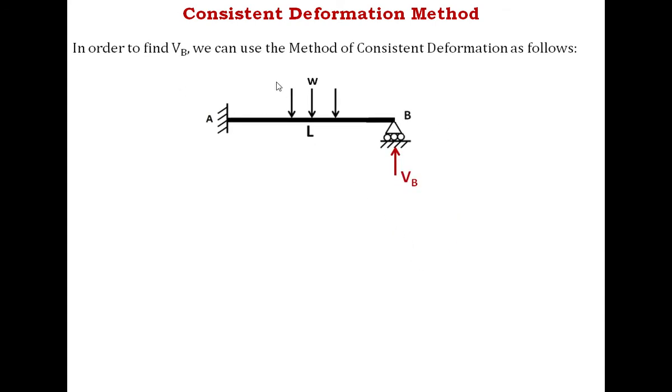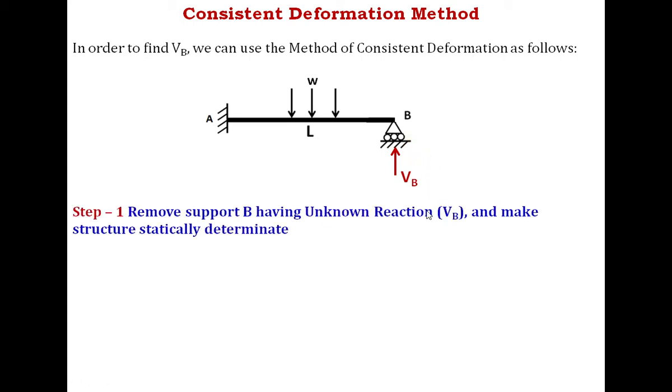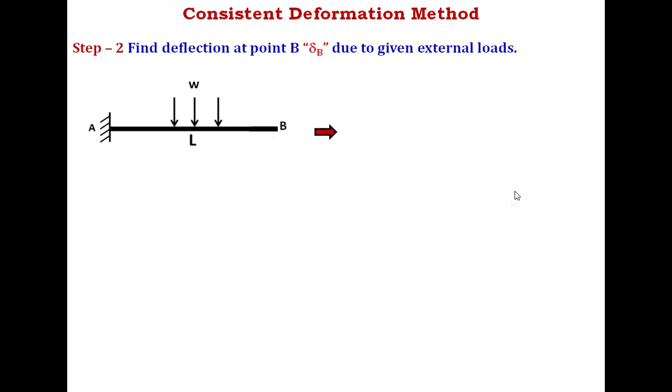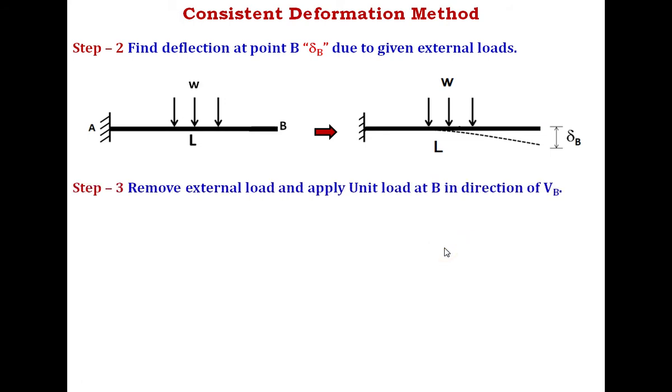So now, in order to find VB, we can use the method as follows. The first step is to remove support B and make the structure statically determinate. Meaning we have to remove this support and make the structure determinate. So when we remove this, it becomes statically determinate, a cantilever in this particular case. Now we find the deflection at this point due to the external load, and we name it delta B, as step number 2.